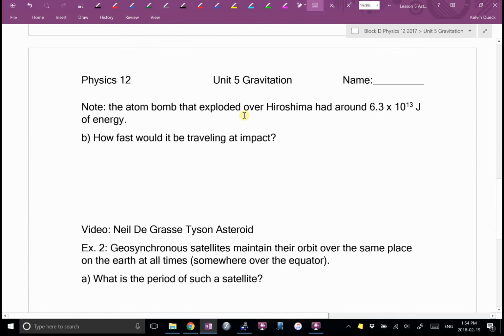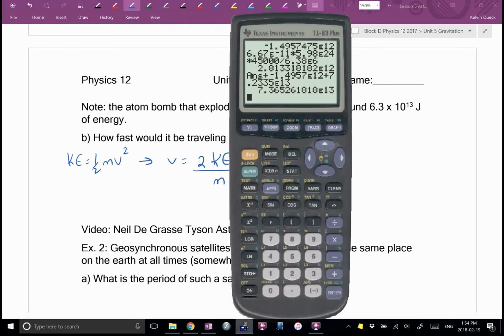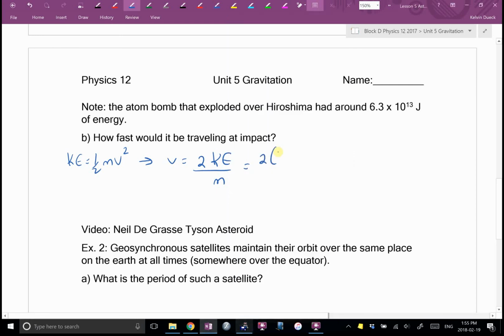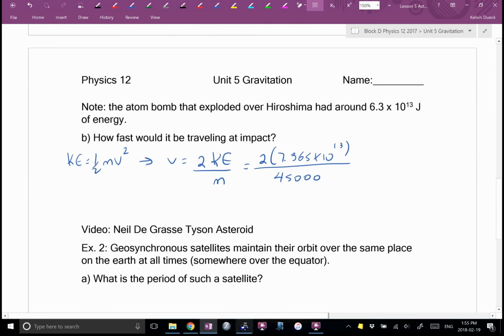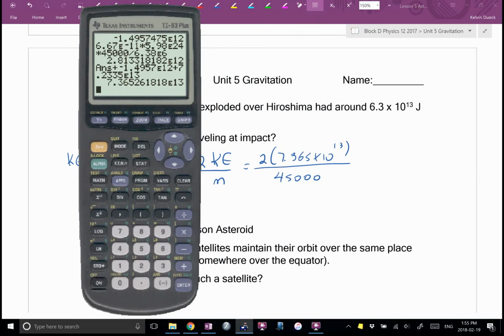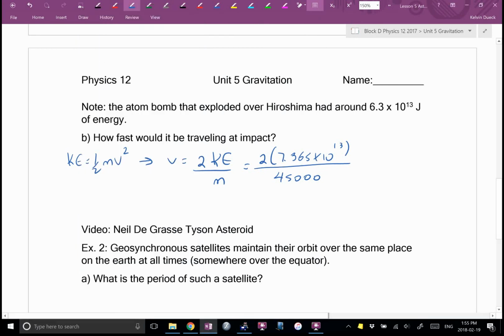Oh, how fast would it be traveling at impact? So, KE equals a half mv squared. So V is going to be the square root of 2 times the kinetic energy divided by m. It's going to be 2 times 7.365 times 10 to the 13th divided by, was the mass 45,000? No one's looking. I'll check. Yep. I'm going to use my answer button, of course. So 2, square rooted.